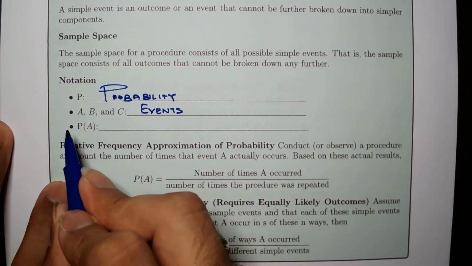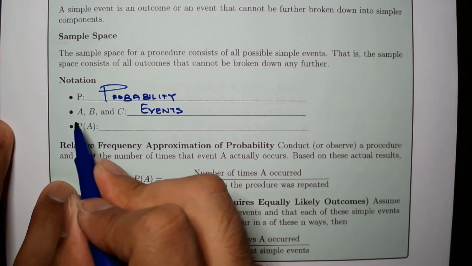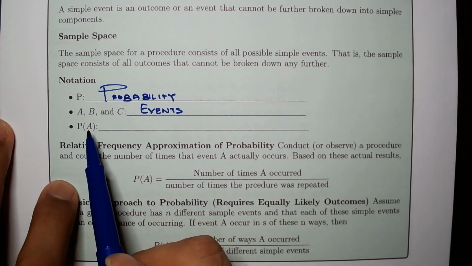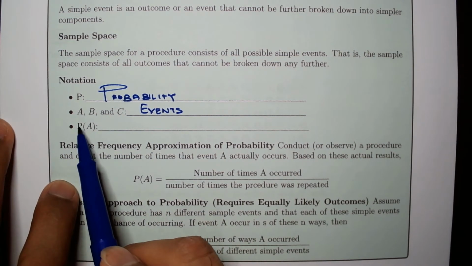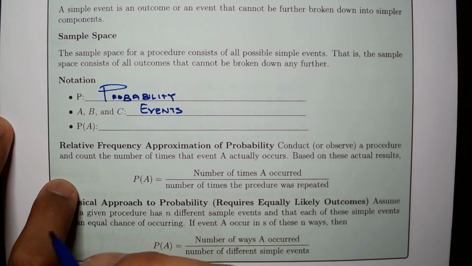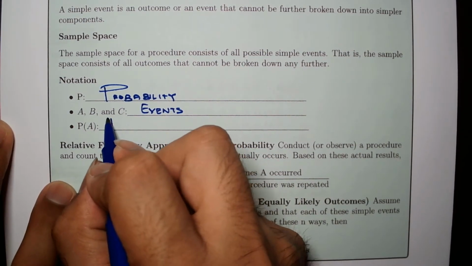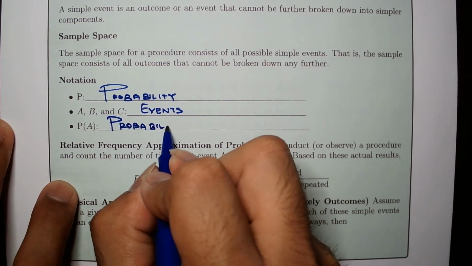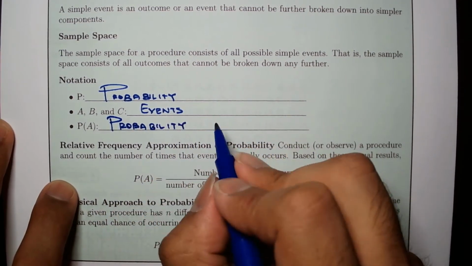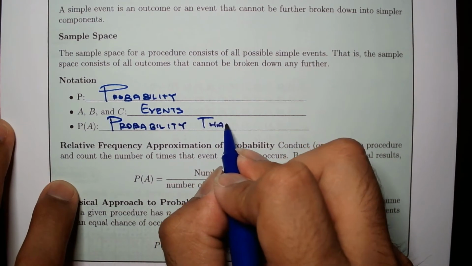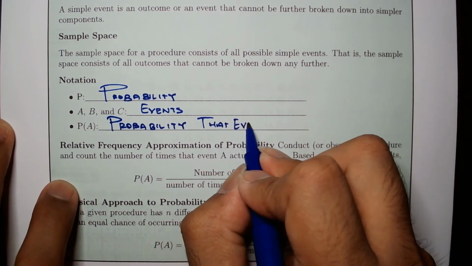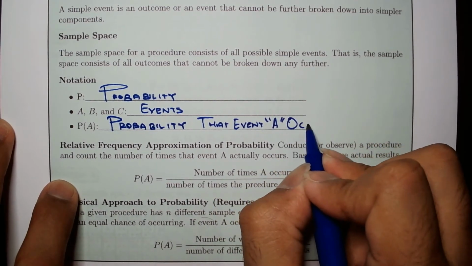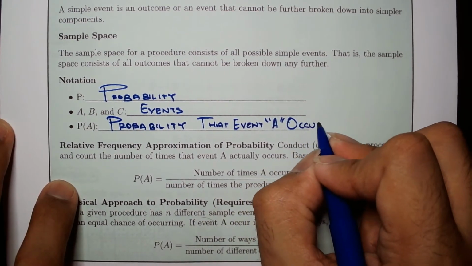That's how we are going to denote all the different events. P of A, in this case, is not a function like the ones that you are used to in an algebra class or in a pre-calculus class. This is not what it is. In this case, this denotes the probability that event A occurs. All right.